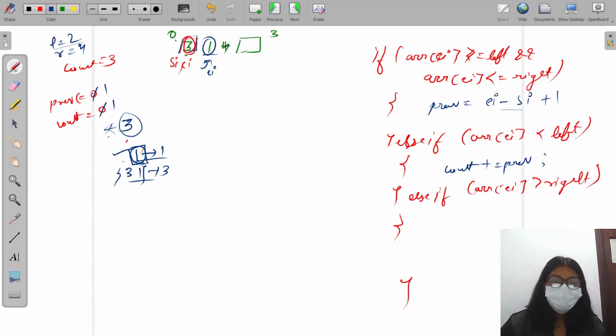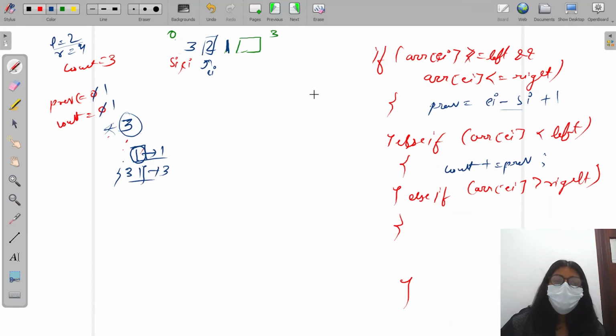Let me erase all this and give some more examples. Let's suppose it were 2 and it were 1. Let's see what I am going to do here. Let me erase this 3 and make it more clear. Okay, so this is my 3, 2, 1. Now my EI is at this 2.